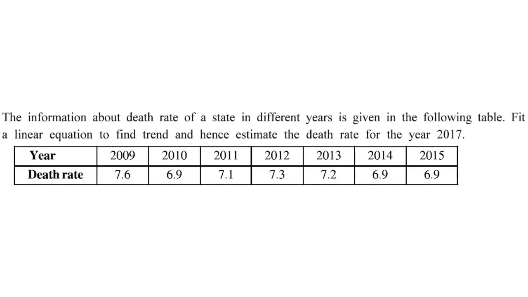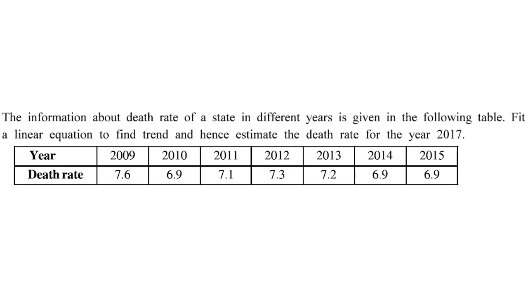So, we will start with exercise 4. The first question: the information about the death rate of a state in different years is given in the following table. We have to fit a linear equation to find the trend, that is number 1, and estimate the death rate for the year 2017, that is number 2.